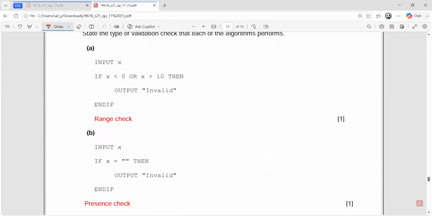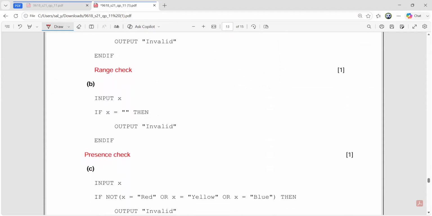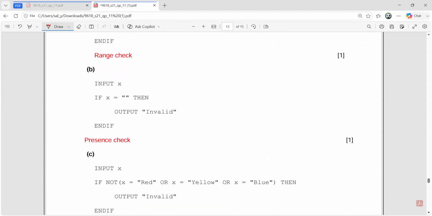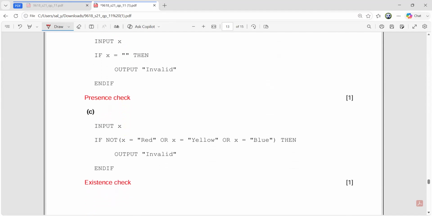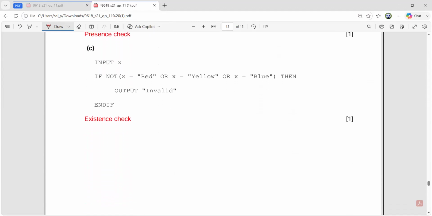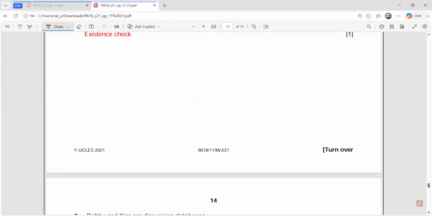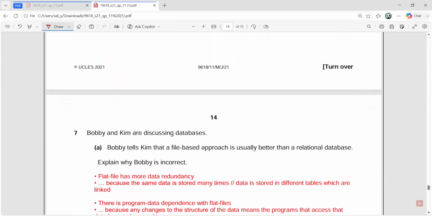Part B. Input x, if x equals quotations open, quotations close, then output invalid, and that is the presence check. Part C, input x, if not x equals red, or x equals yellow, or x equals blue, then output invalid, and that is the existence check. 1 mark for each of the identification, and you will be able to score the marks.